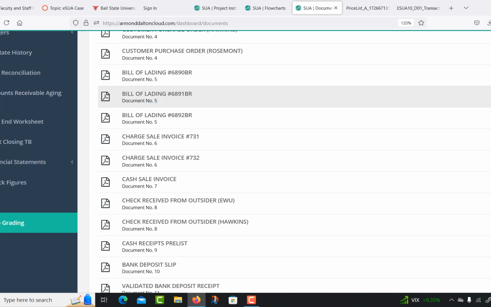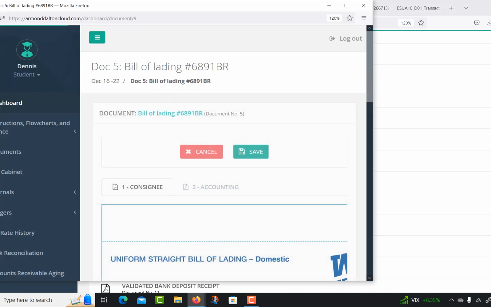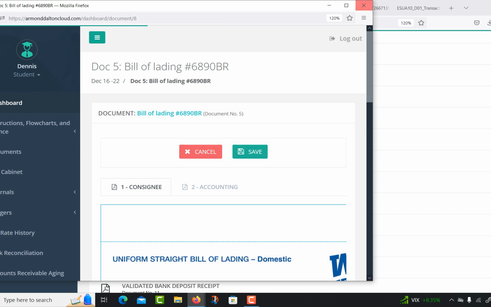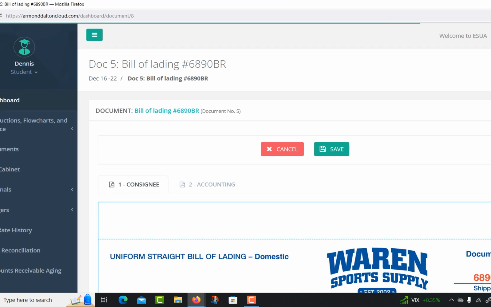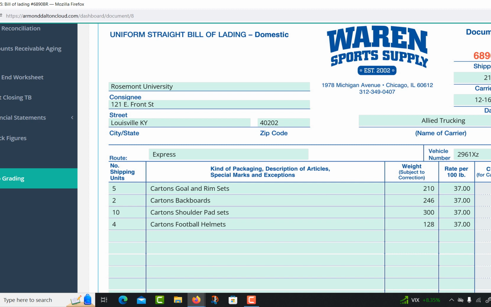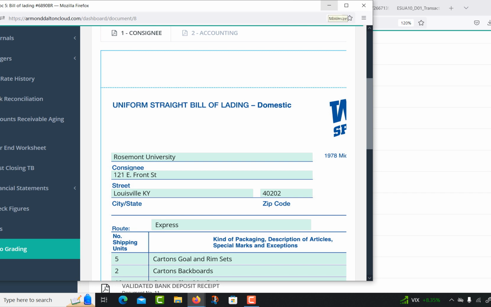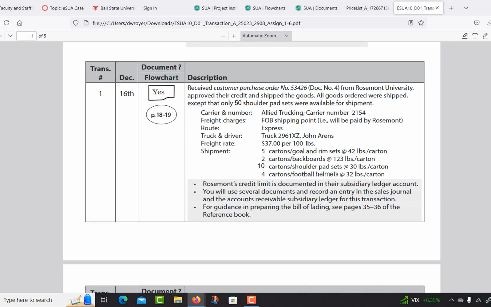The bill of lading for this transaction is right here. Oh no, not that one. It's the first one. And this one, what you're going to do is go back to the transaction list. You're going to look at this, and it says the shipment is 5 cartons of goal and rim sets at 42 pounds a carton, and same thing for all these others, and the freight rate is $37 per 100 pounds.